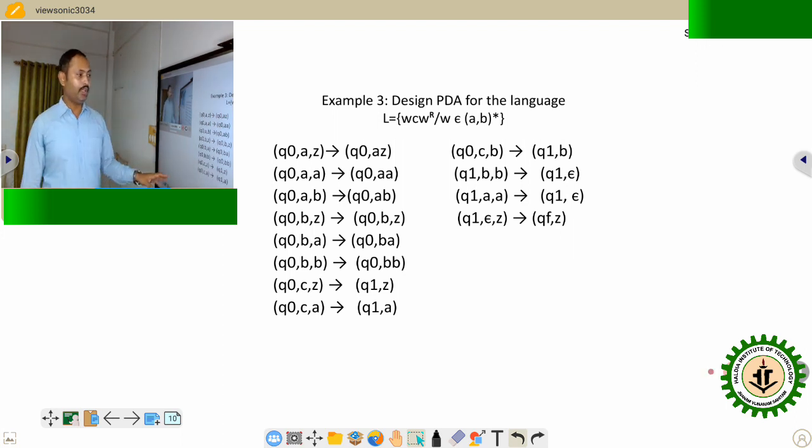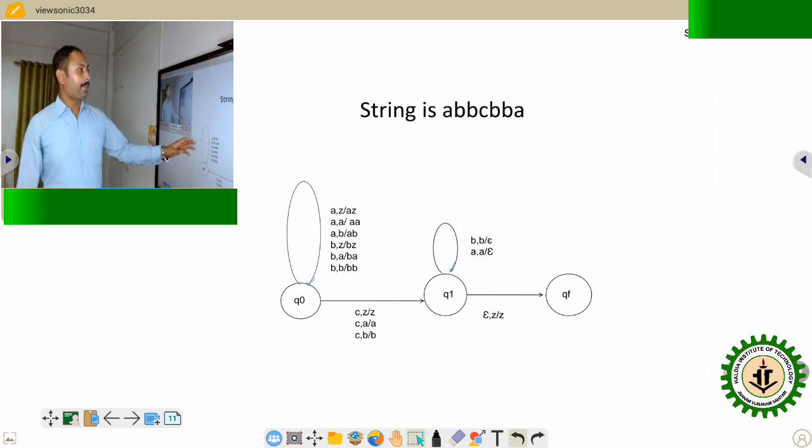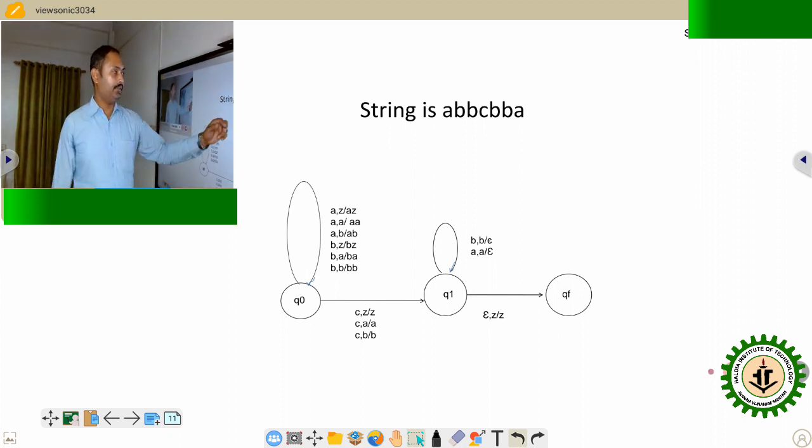So if we see the pictorial representation, then the thing will be very clear to us. So this is the pictorial representation of this solution. So our input string is like this: A B B C B B A. So this is our input string and this is the reverse of this particular string.